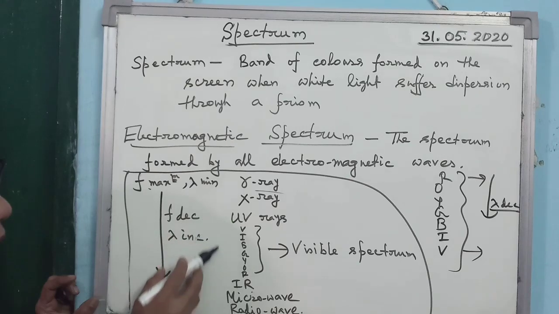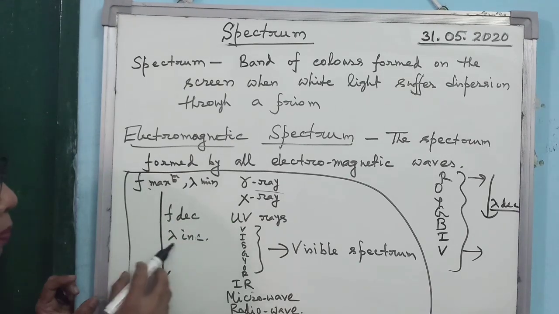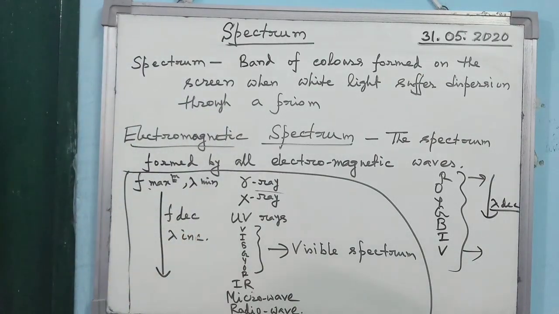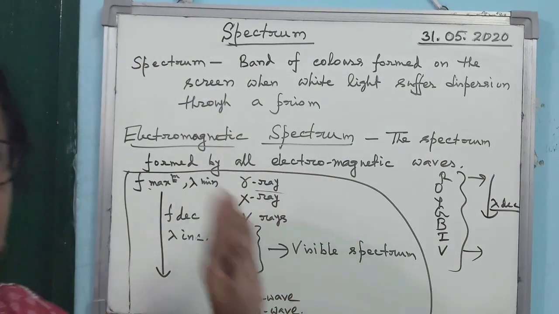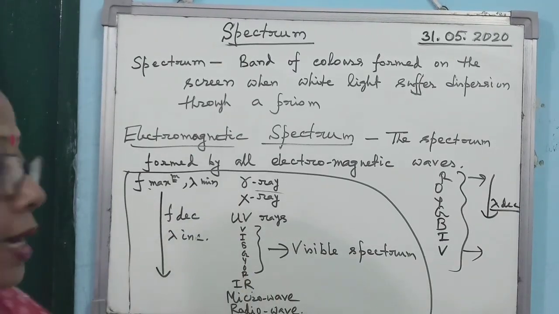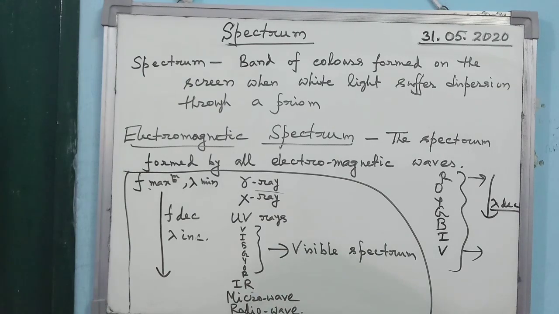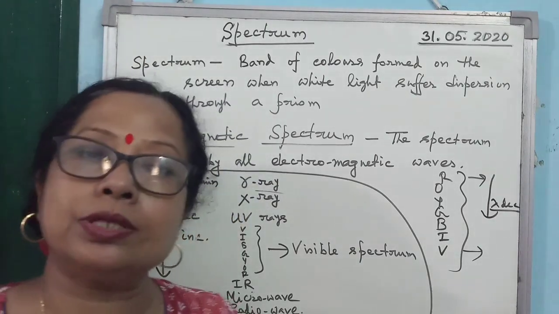And then if you go in the downward direction, what is happening? Lambda is increasing and frequency is decreasing. Clear to everybody? Now, from this chart, you may get a question like this. Suppose I have picked microwave, then X-ray, then green, and then radio wave. The names of 4 electromagnetic waves are given.